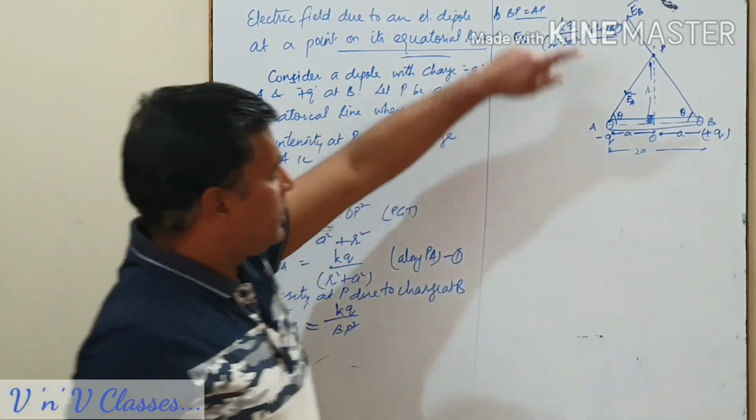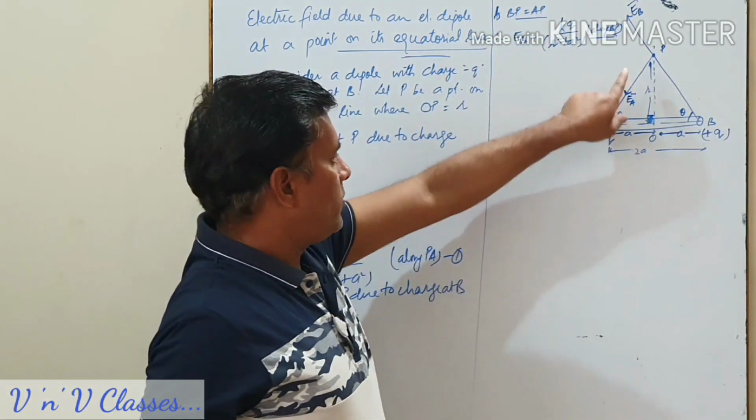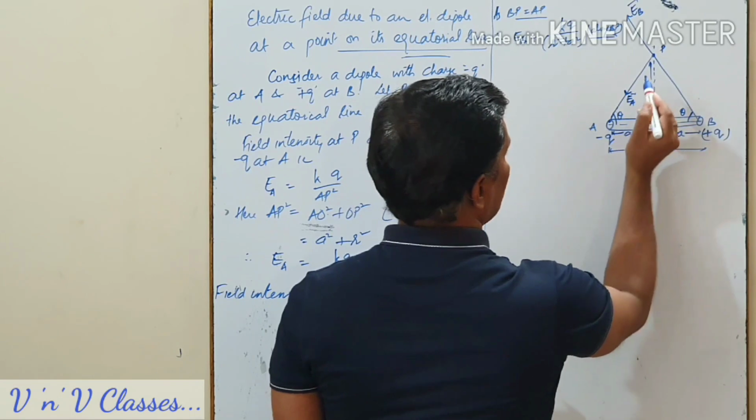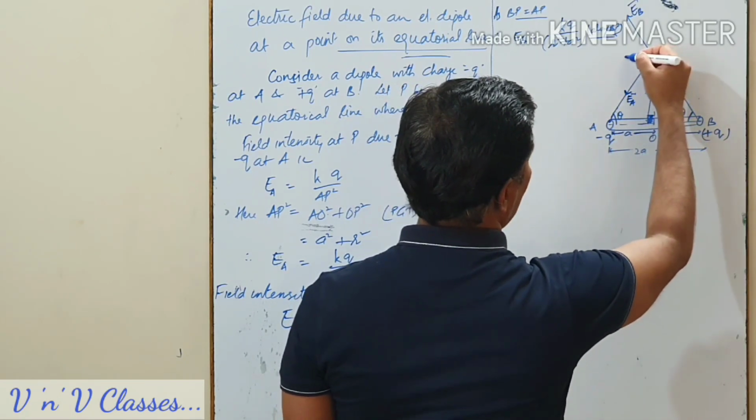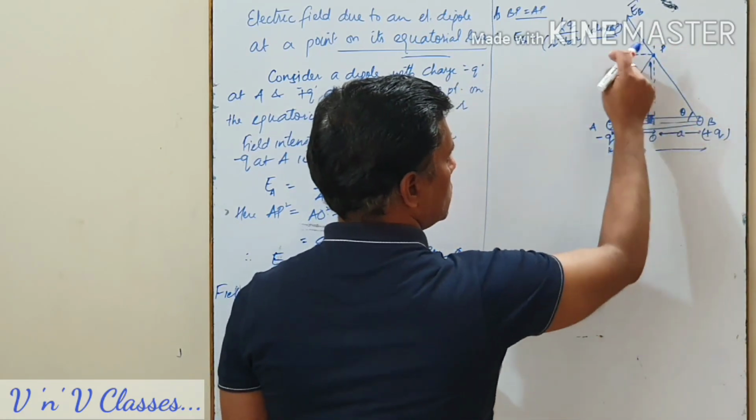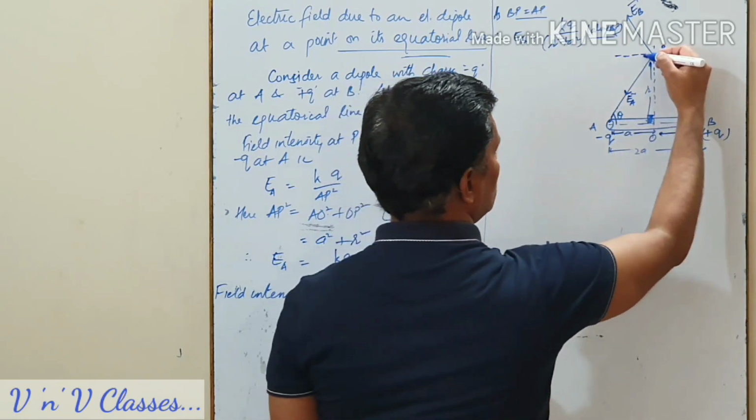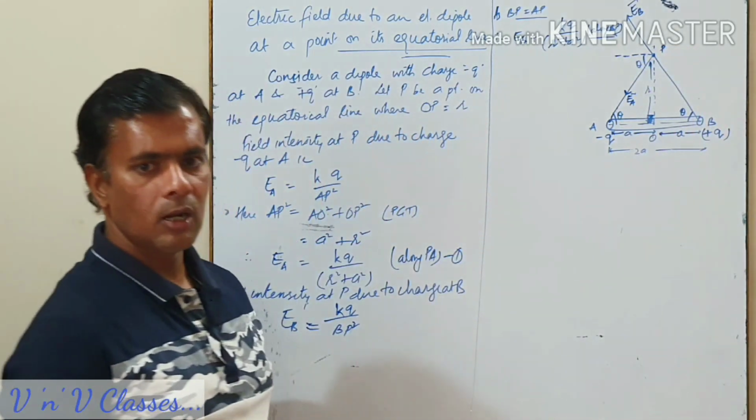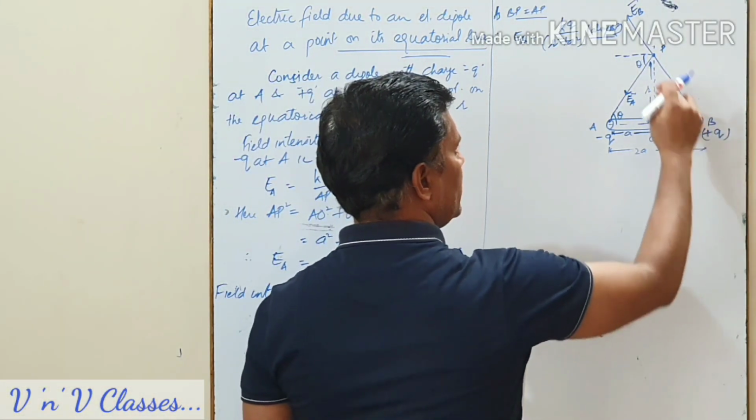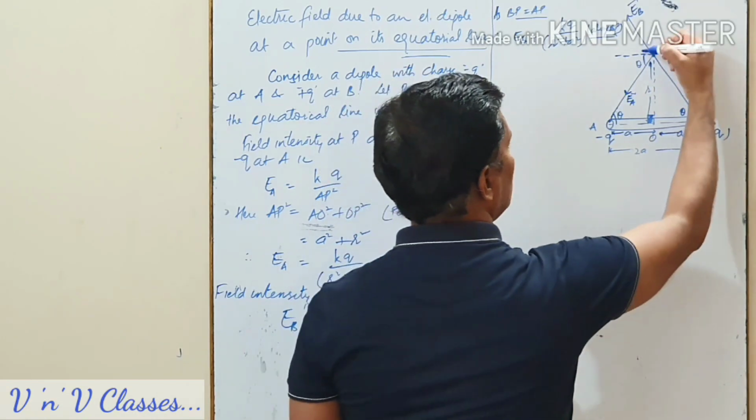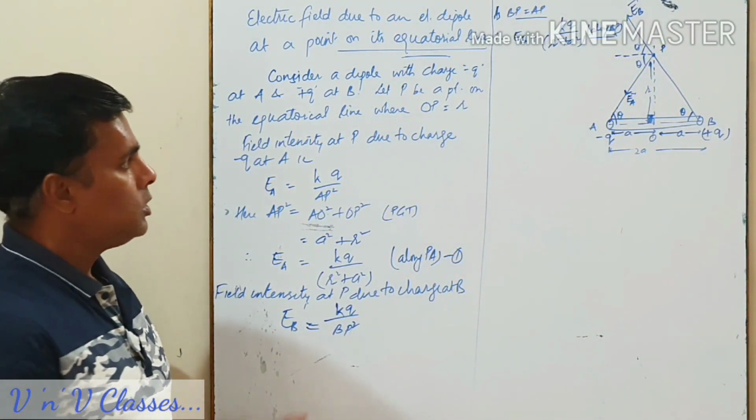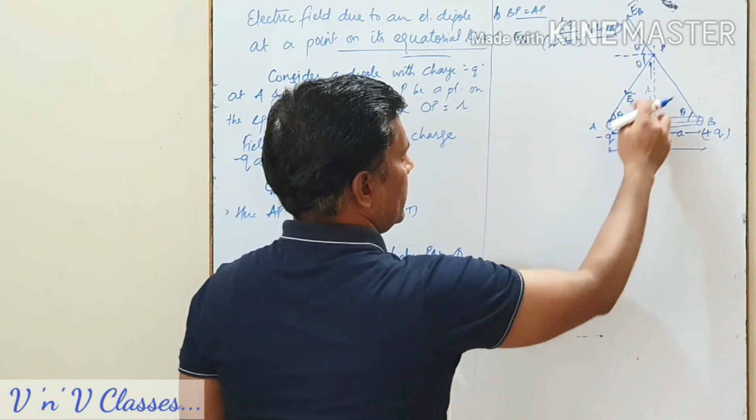Now at point P there are two fields E_B and E_A which are directed in different directions. If this angle is theta, we take a line parallel to the axis of the dipole. So if this is theta, this must be theta. These are alternate interior angles. Similarly, if this angle is theta and these two lines are parallel, this must also be theta. This is a corresponding angle. So here this angle is theta and this angle is theta.